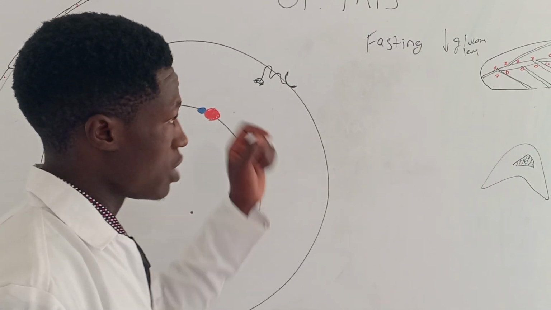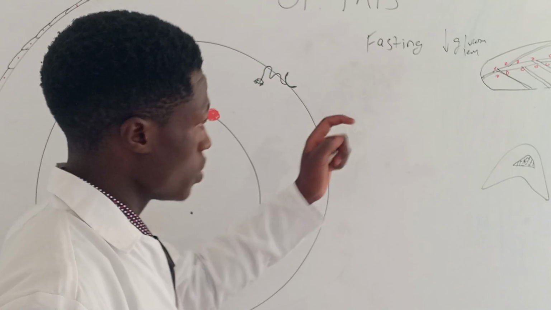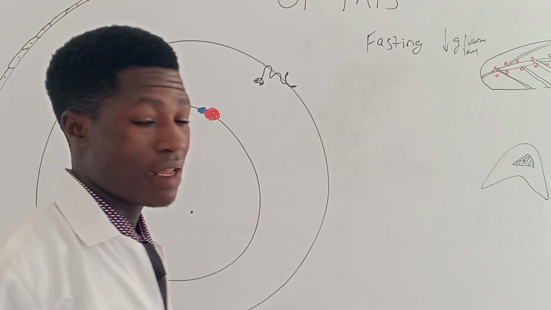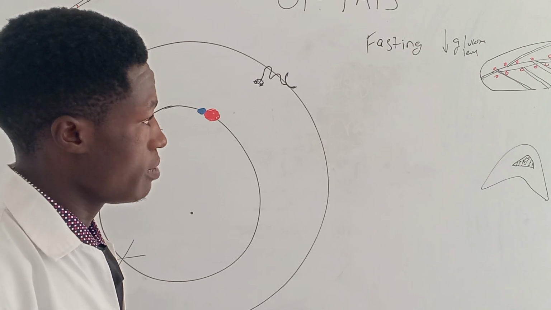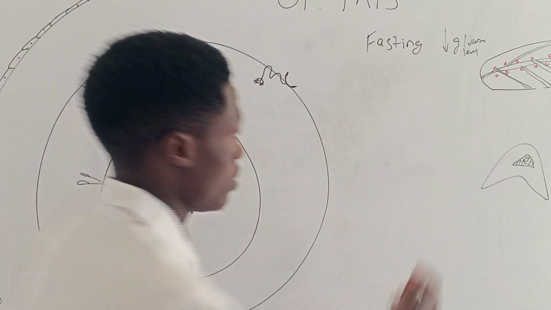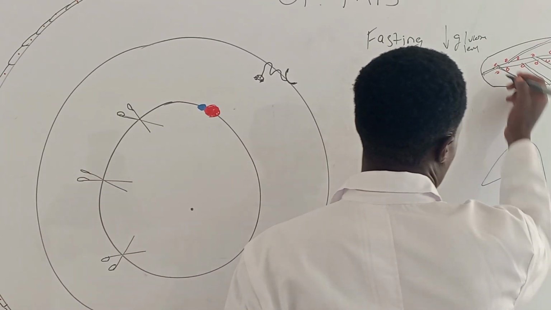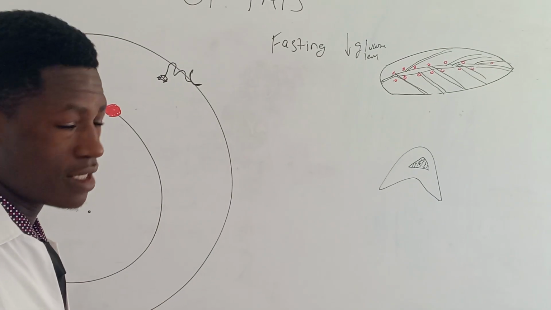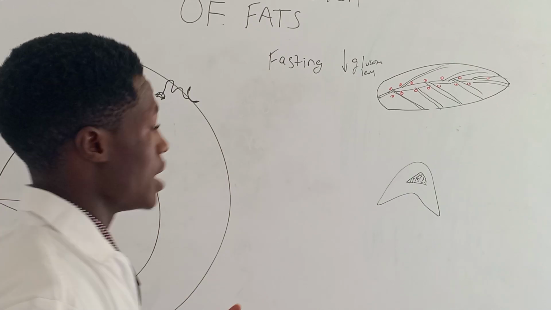But now in this case, when there's low blood sugar level, then you're going to stimulate the islets of Langerhans. Islets of Langerhans are just like clusters of endocrine cells that are located in the pancreas. Now you can look at them here. These are the islets of Langerhans. They contain different cells. You have the alpha cells, you have the beta cells, and you have the delta cells.